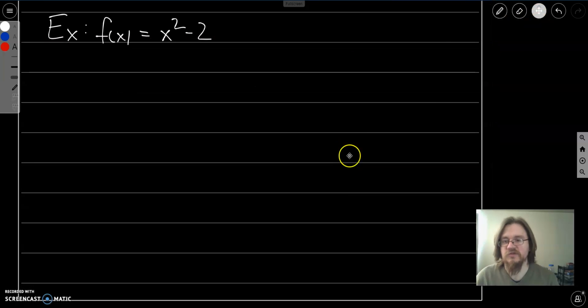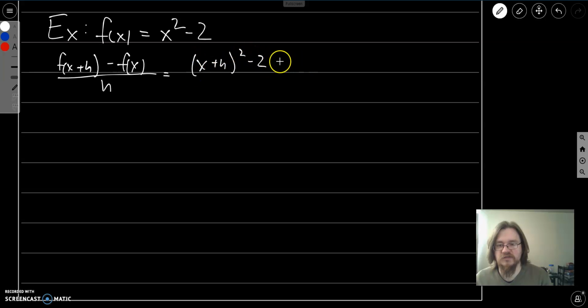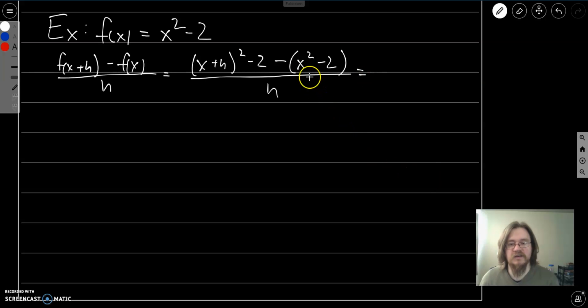So let's go through this example here. We've got f of x equal to x squared minus 2. Let's find the difference quotient first. I need to take f of x plus h minus f of x, all over h. And we'll simplify this. So we'll have x squared minus 2, and I need to plug in x plus h there. So this is going to be x plus h squared minus 2. And then we're going to subtract f of x, so we subtract x squared minus 2, all over h.